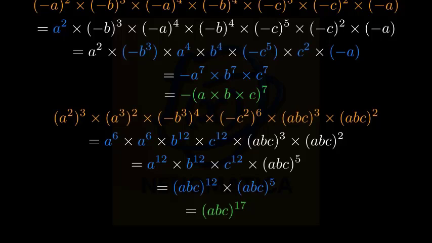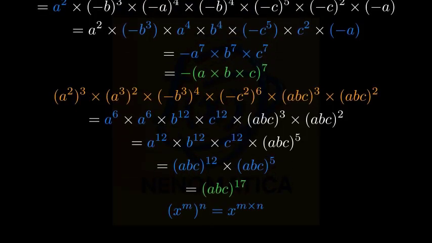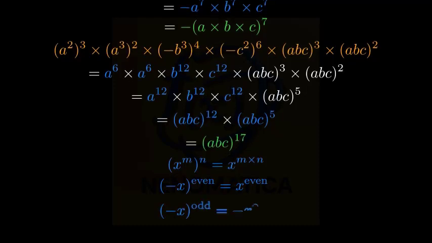Let's summarize what we've learned about evaluating expressions with exponents. First, when we raise a power to another power, we multiply the exponents. Second, when we have a negative base raised to a power, the sign of the result depends on whether the exponent is even or odd.